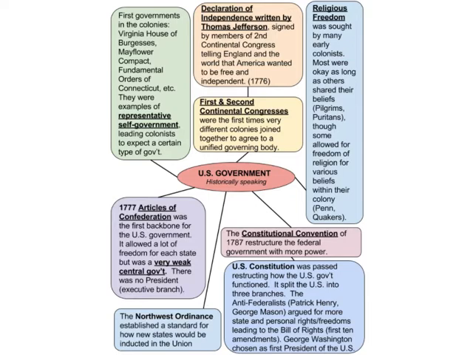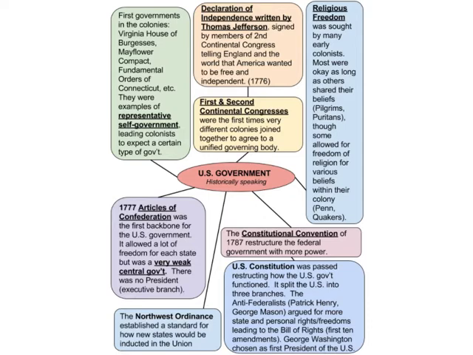Okay, talking a little bit about U.S. government. I'm going to speed through this a little bit more because we have a lot to cover. So the first governments in the colonies were the Virginia House of Burgesses, the Mayflower Compact, the Fundamental Orders of Connecticut, etc. All of these initial early colonial governments are things that you want to see on the test, something that talks about representative self-government, okay?